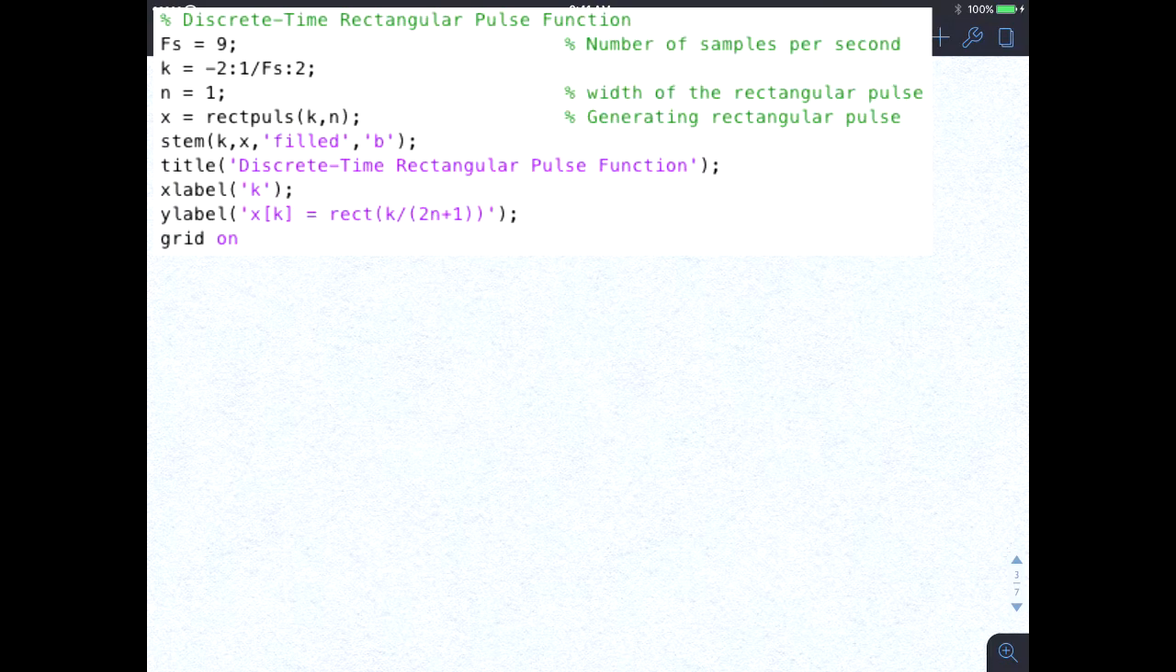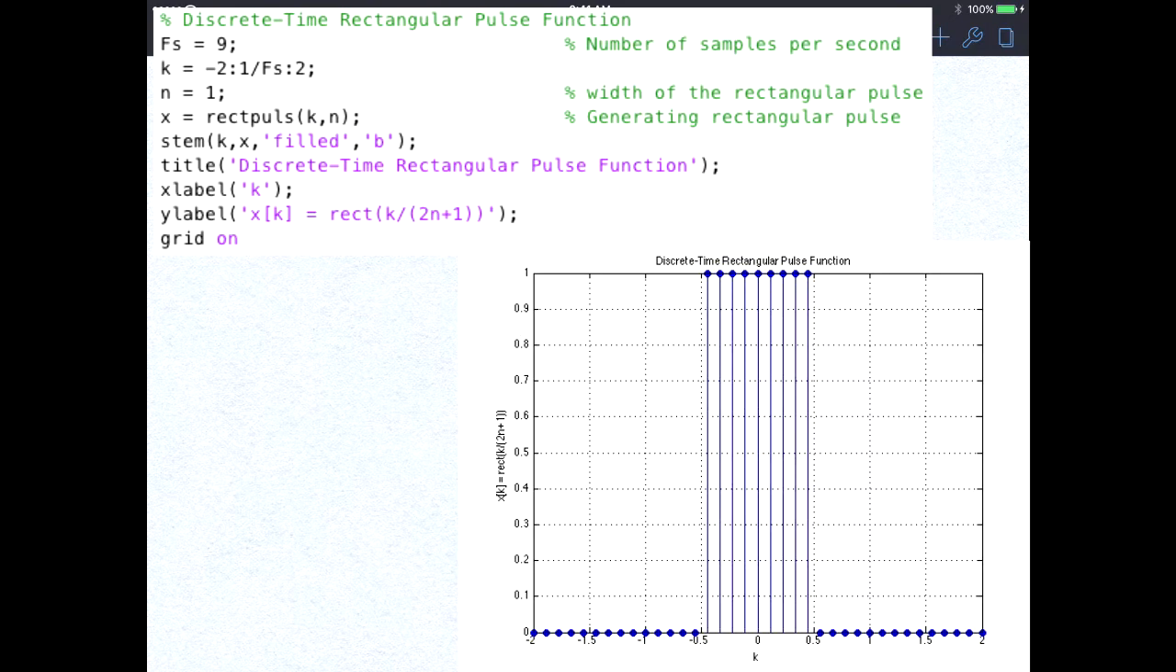Now, the MATLAB code for this function can be seen on the left, and the plot that's generated can be seen on the right. Just like the unit step, the MATLAB code is relatively similar to the MATLAB code for a continuous rectangular pulse. The only difference, again, is that you use stem to plot the signal rather than plot. And the plot that is generated from this MATLAB code looks almost exactly like the plot that we just drew.